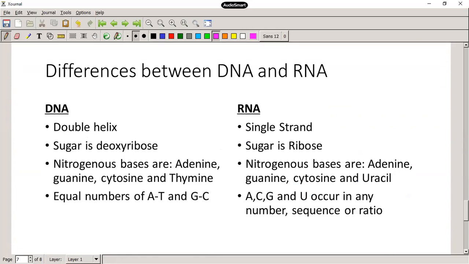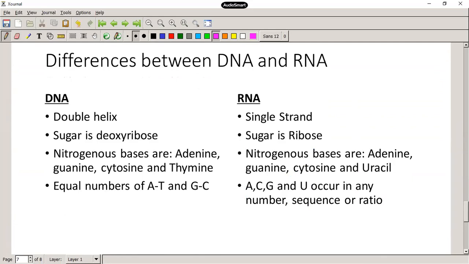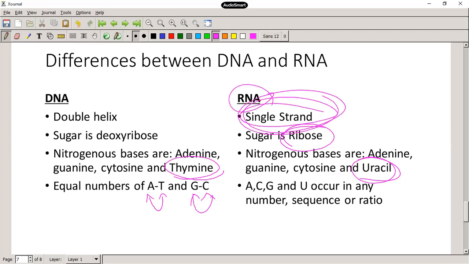Okay, important to know about DNA and RNA: the differences between them. This is a commonly asked question in the exams. DNA is a double helix, RNA a single strand. DNA sugar is deoxyribose, and RNA has only a ribose sugar. The nitrogenous bases in DNA are adenine, guanine, cytosine, and thymine, but in RNA, adenine, guanine, cytosine, and uracil. So uracil replaces thymine. DNA will always have equal numbers because of the double strand. We're always going to find the same numbers of A and T, and the same numbers of G and C. But because RNA is only a single strand, the A, C, G, and U will occur in any number ratio and sequence, and we're not going to find equal numbers of A, C, G, and U. Okay, guys.